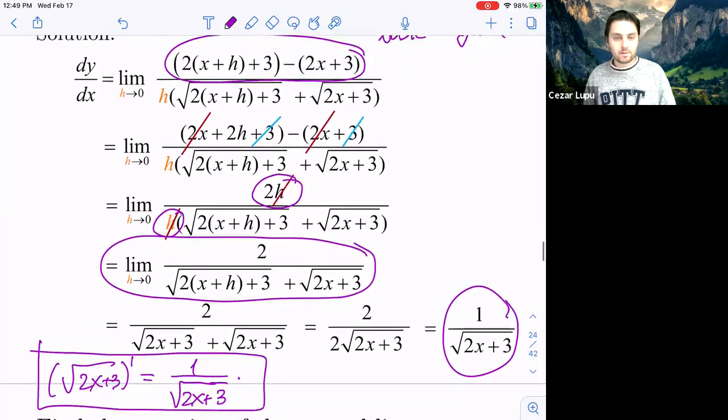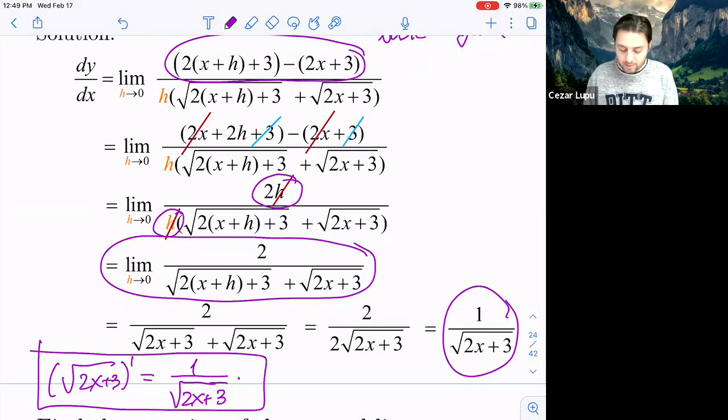Okay, is it clear for everybody? So once again, the main secret here is just to apply the conjugate. Once you have the conjugate, then everything is pretty straightforward. So the moral of this problem is that if you are asked to find the derivative of a function using the definition and you have the square root, that's what you need to do. You need to take into account the conjugate by multiplying by the conjugate. So keep that in mind.